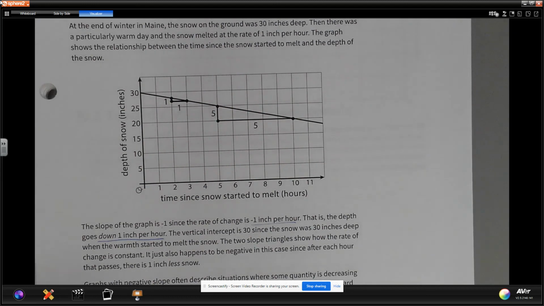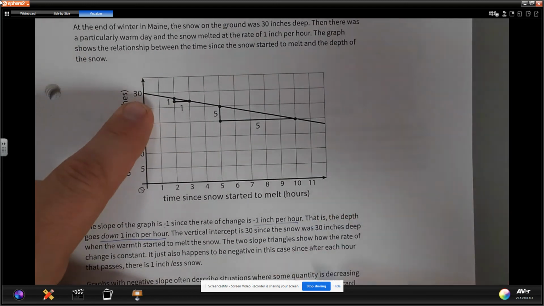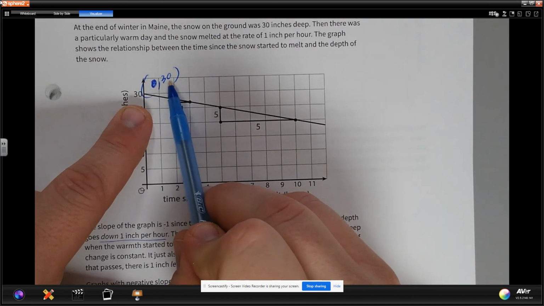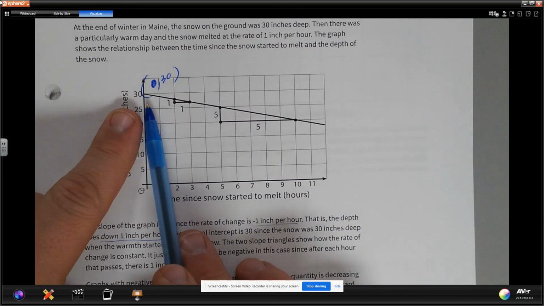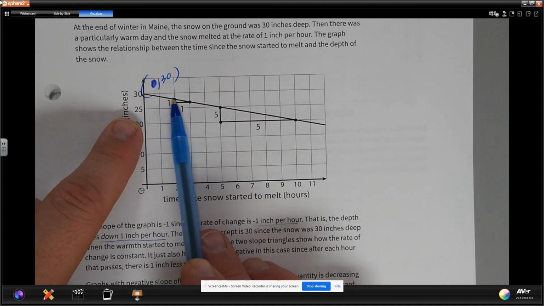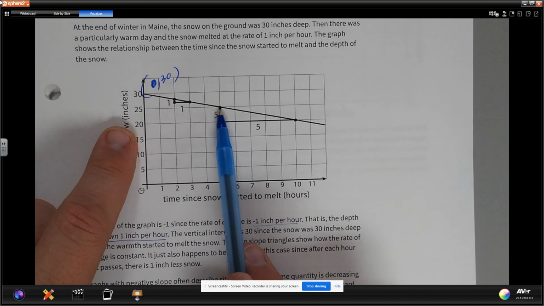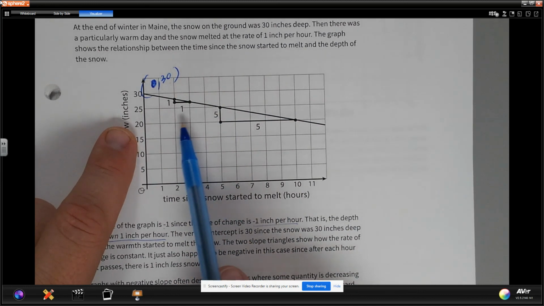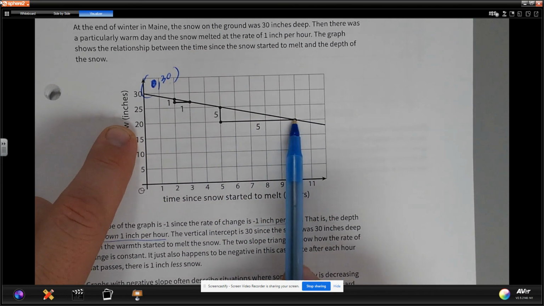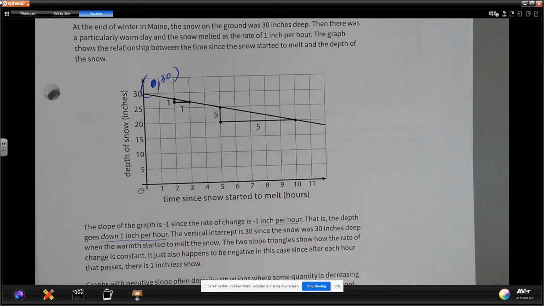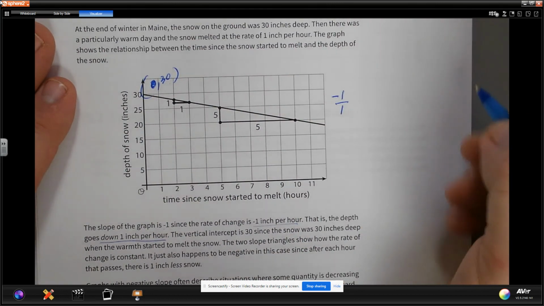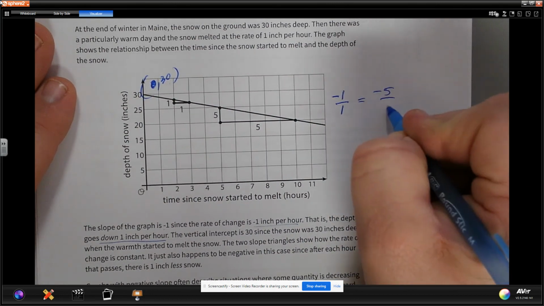And so the vertical intercept where we start is right here at 30 inches, or 0 and 30. After 0 time, we started with 30 inches. And then as we continue on, we see that for every 1 hour, we decrease by 1 inch. And we see that pattern follow right here. It's nice to see a different rate of change as -5 inches over 5 hours. But we know that that rate of change is still equal to -1. We see that -1 inch over 1 hour is the same thing as -5 inches over 5 hours.